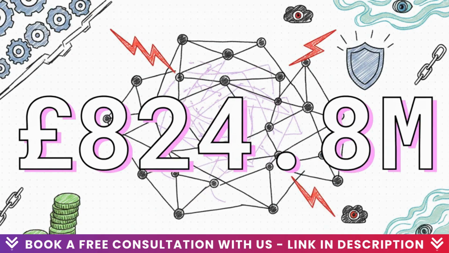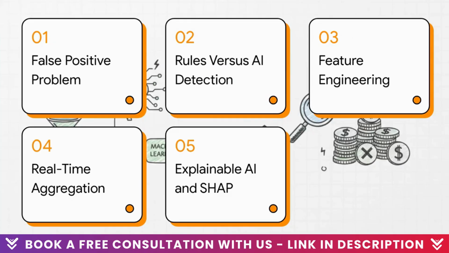And the financial stakes? They couldn't be higher. Just looking at 2019 alone, UK financial fraud losses hit a record high of £824.8 million. To put that into perspective, this isn't just some minor glitch in the matrix. This is a massive operational failure. It's a shared industry enemy. The legacy systems we've been relying on simply haven't kept pace with modern fraud schemes. So how do we fix it?